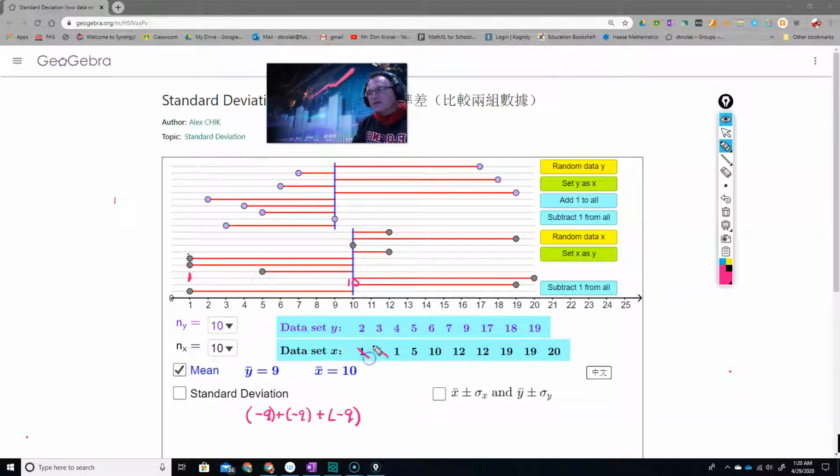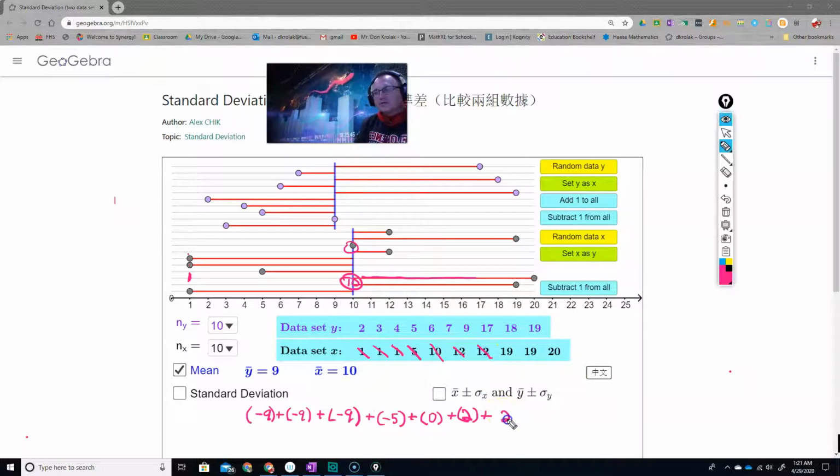Okay, then I'm going to do it to the 5, so it would be 5 take away 10, -5. Okay, then I have one that is right on the median, so that's 10, 10 take away 10. Okay, 12 take away 10. So that's what these red segments are. They're what we're calculating is how long those red segments are.